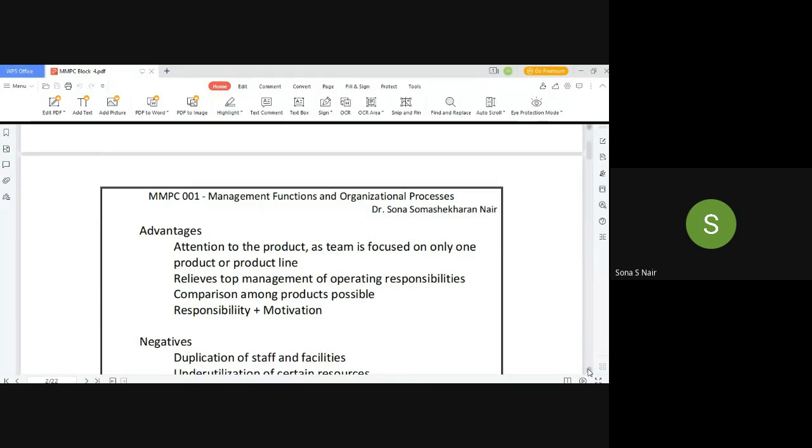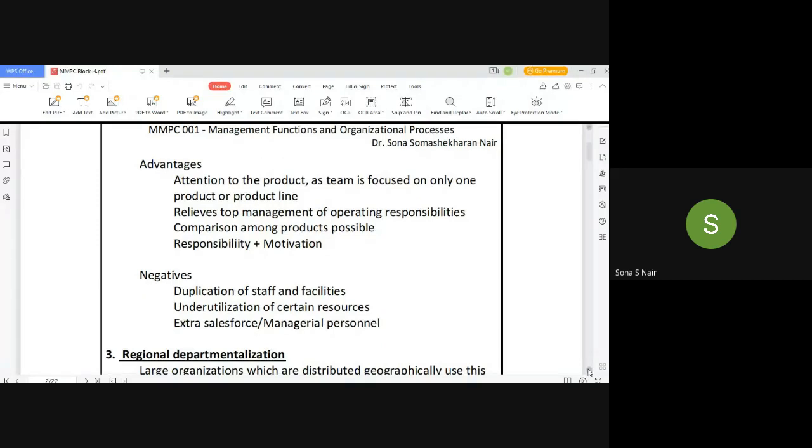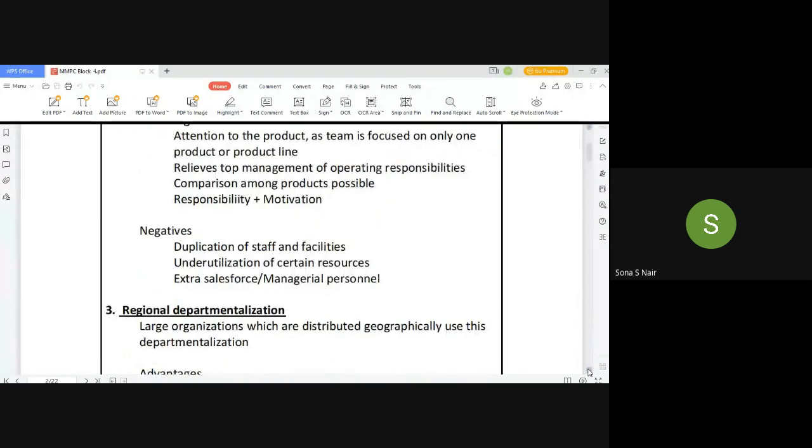Responsibility and motivation are also advantages, because when you are responsible for one type of product, your performance will be compared with the performance of the other product's team. So you would become more responsible and be motivated to achieve good results. Negatives: duplication of staff facilities. Why? Because the accounts team will be here with this product, and the accounts team will also be there with the other products. Underutilization of certain resources, which could possibly be properly utilized if the other products were there. Extra sales force, managerial persons, everything extra is required.